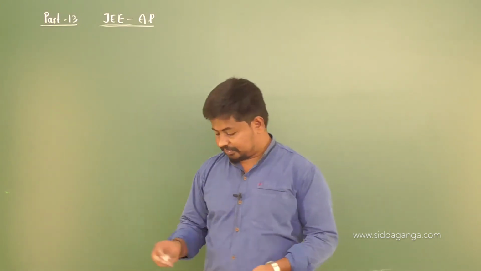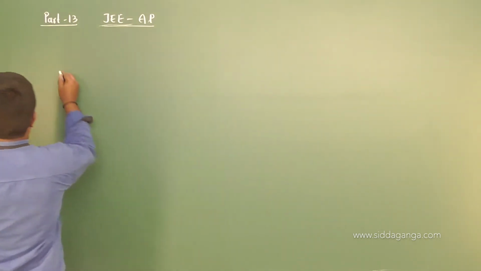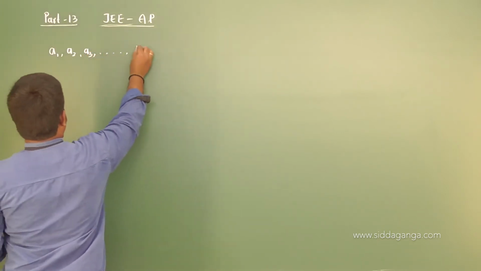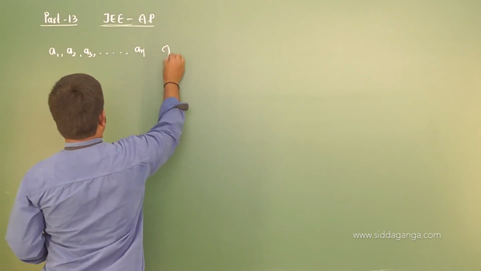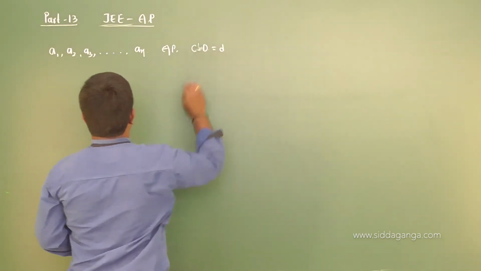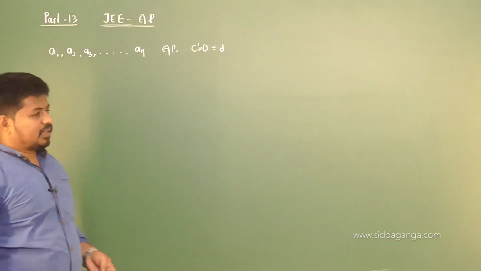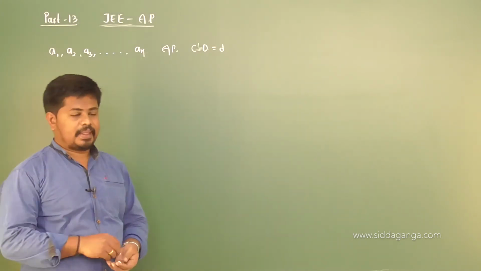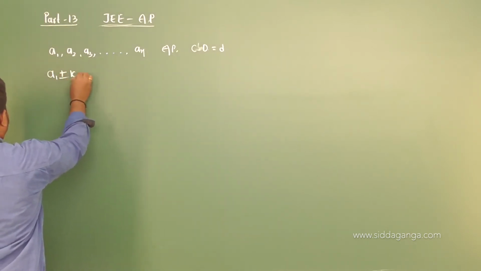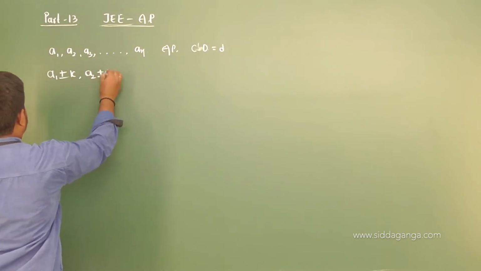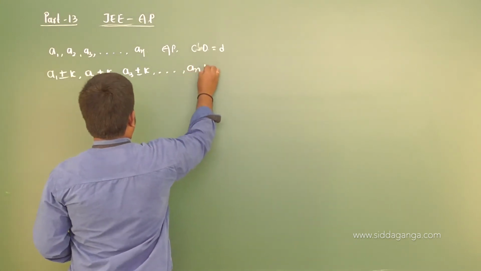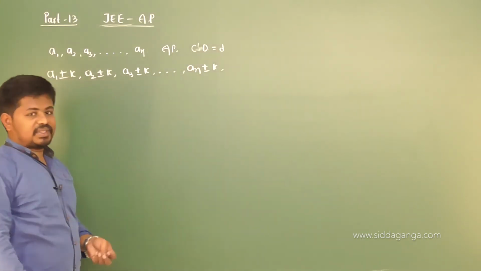Yes, the first result is like this. If A1, A2, A3 and so on, AN is an AP with the common difference D, then for any constant K, A1 plus or minus K, A2 plus or minus K, A3 plus or minus K and so on, AN plus or minus K is also an AP with the same common difference D.